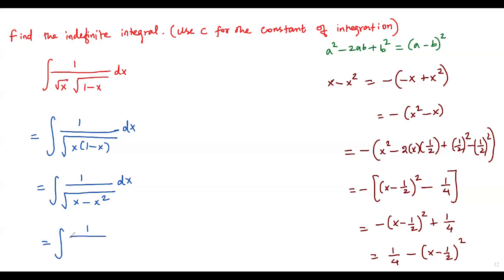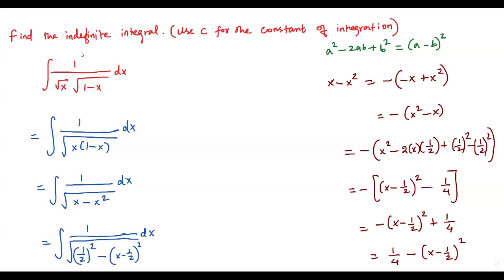Integral 1 over square root of, instead of this expression, we can write (1/2) the whole square minus (x minus 1/2) the whole square, because (1/2) the whole square equals 1/4, times dx. Now I'm going to continue the integration process with u substitution.